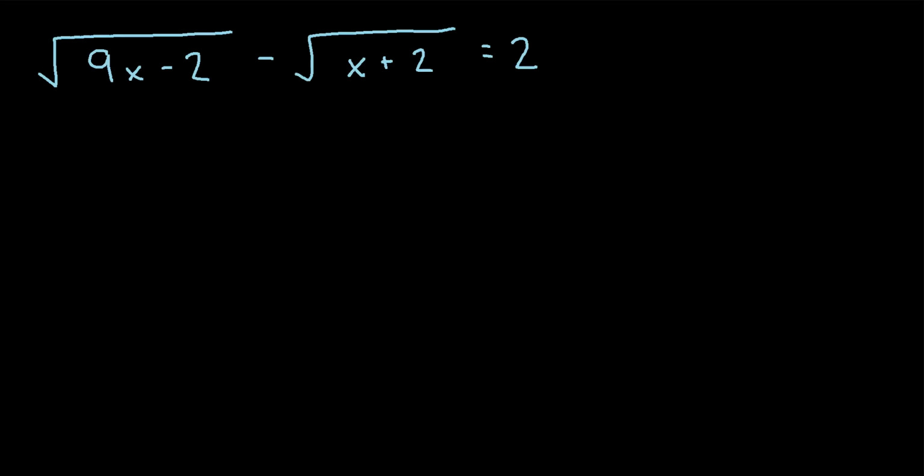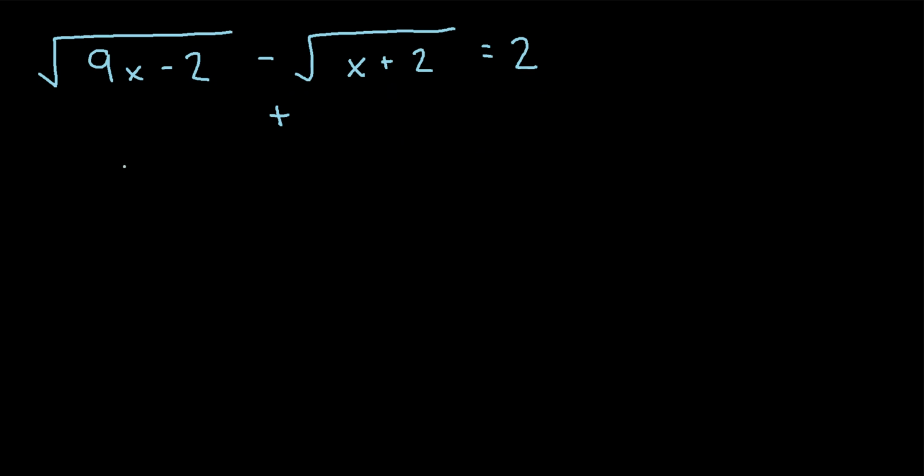In this video, we will talk about how to solve radical equations with two radicals. So let's check out this example. Let's say we have the square root of 9x minus 2 minus the square root of x plus 2 is equal to 2. Now, when we're solving these types of equations where we have two radicals or two square roots, we always want to get one radical by itself. So we can start by adding this radical to the right-hand side.